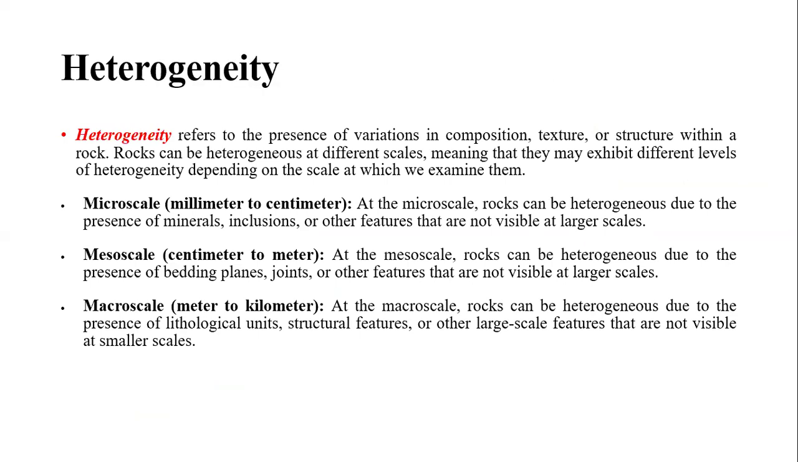All right, and then at the macro scale, rocks can be heterogeneous due to the presence of minerals, inclusions, or other features that are not visible at large scales. When you're using petrographic microscopes, you can see the inclusions of plagioclase, you can see zircon inclusions, and many other inclusions. You can see different minerals ranging from felsic to mafic.